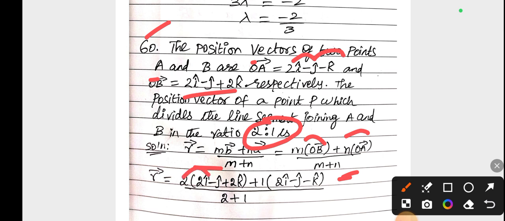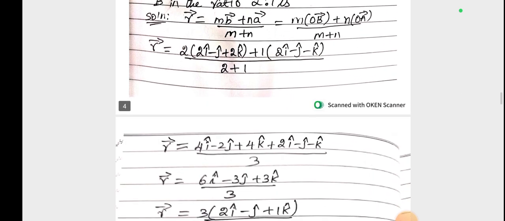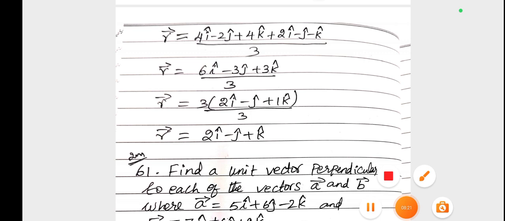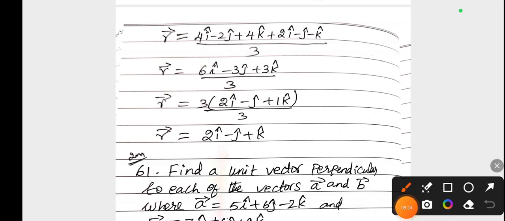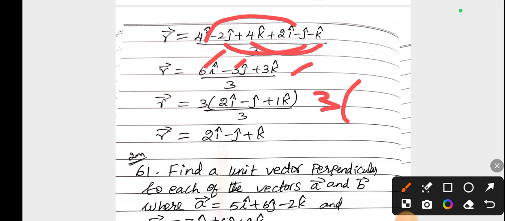Apply, children. 2 into 2, 4i. 2 into minus j, minus 2j. 2 into 2k, plus 4k. Then by 2 plus 1. Here after normal simplification only, children. Once you do the simplification, you will get 4i plus 2i, 6i, minus 2j minus j, minus 3j, 4k minus k, plus 3k. So 3 you can take common. Taking 3 common, 3 2s are 6, here minus j, 3 common, plus k. So 3, 3 cancel. Then R vector equals 2i cap minus j cap plus k cap.